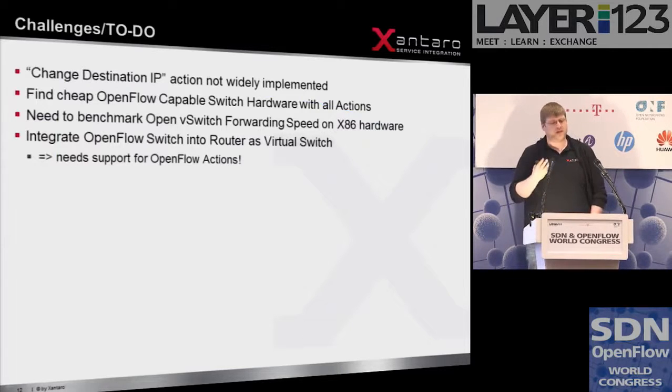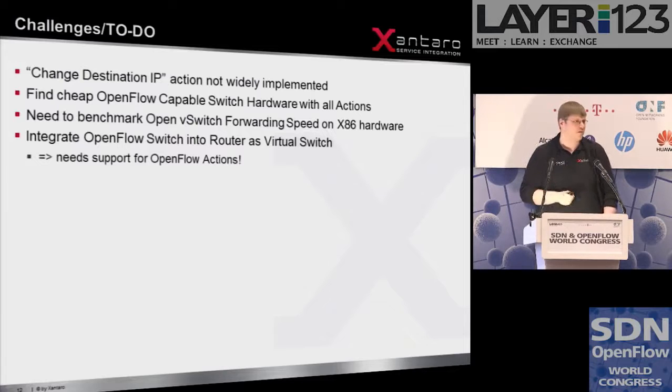The change destination IP action is not widely implemented in OpenFlow switches, routers, and technologies out there right now. So we still need to find a cheap, or at least reasonably good priced, OpenFlow capable switch which supports all the actions. A second avenue might be that we investigate further into how x86 hardware is capable of performing when just passing these simple flows.